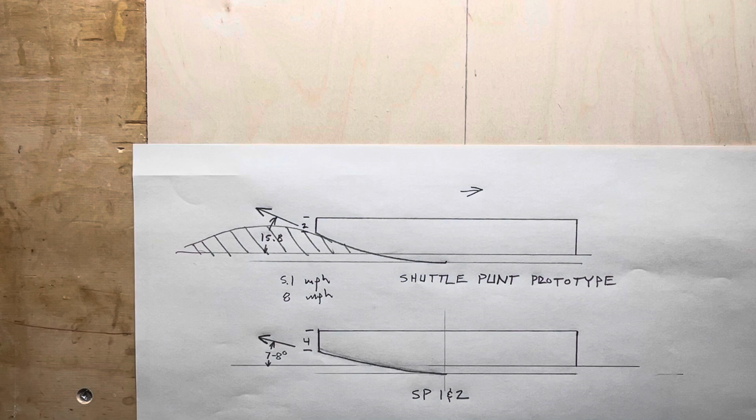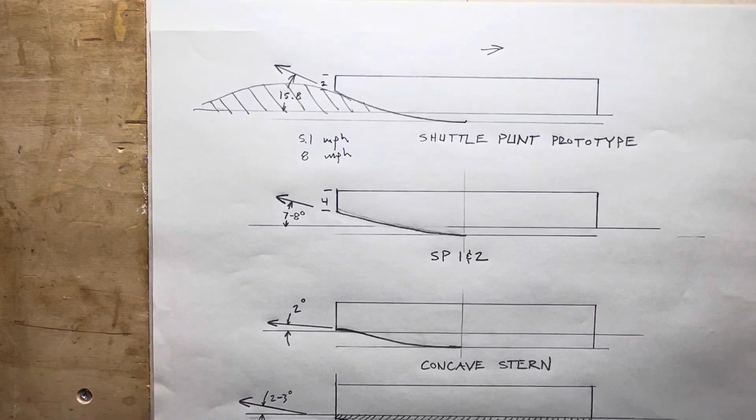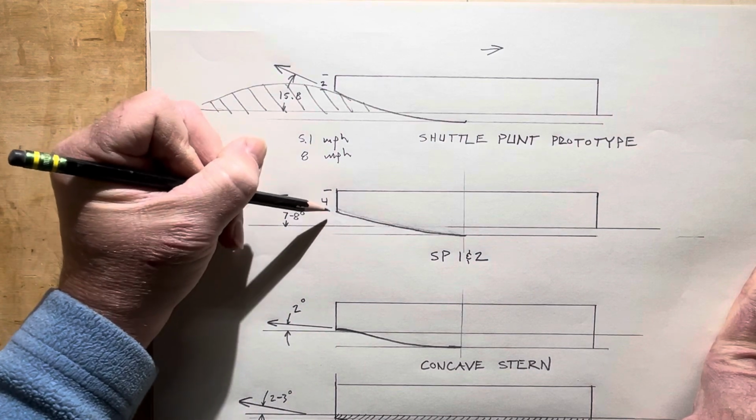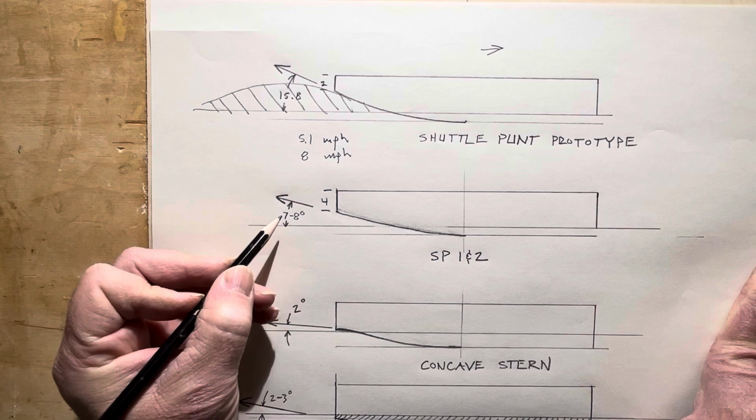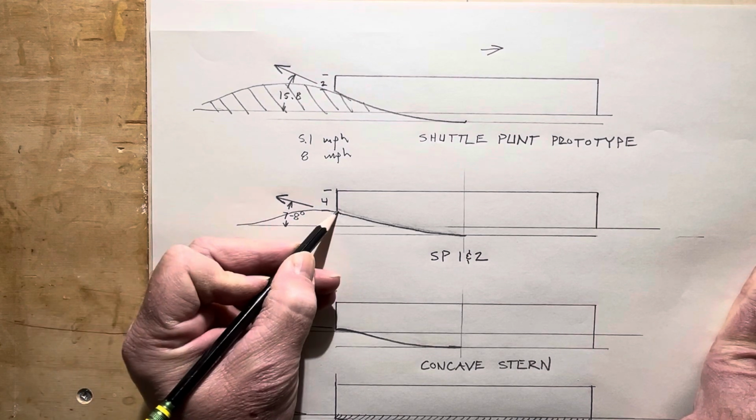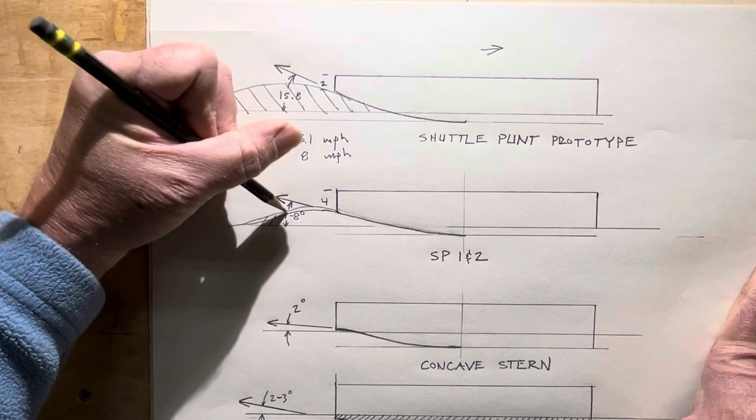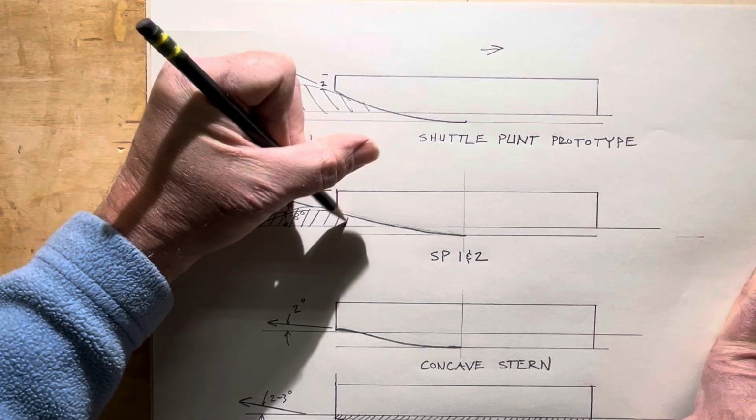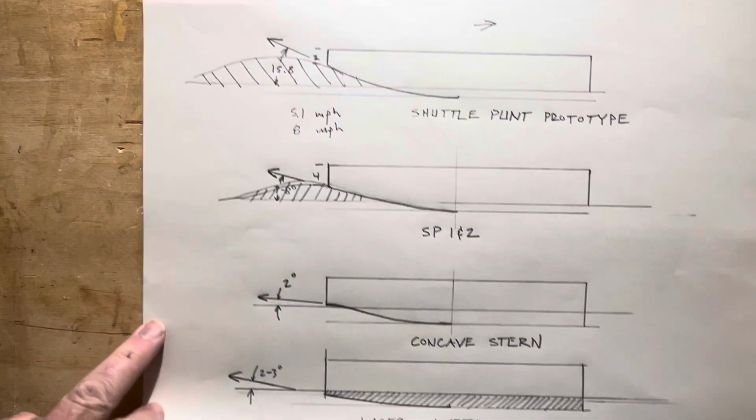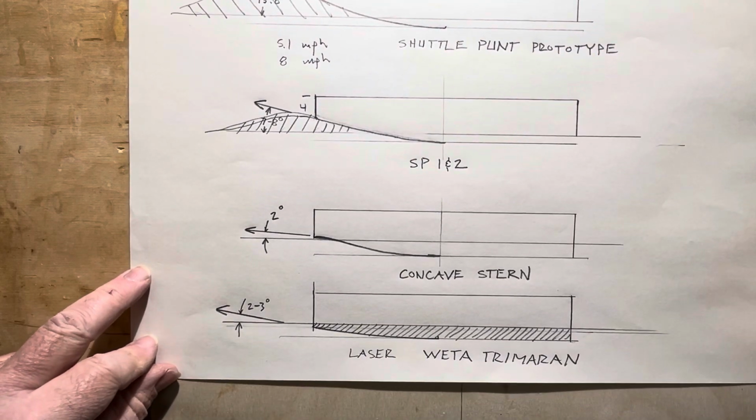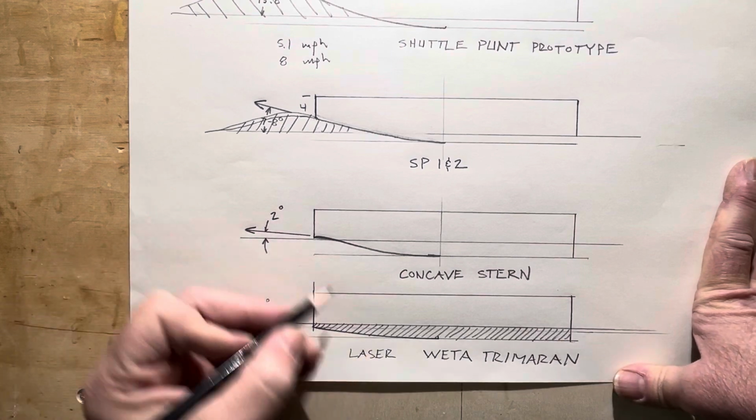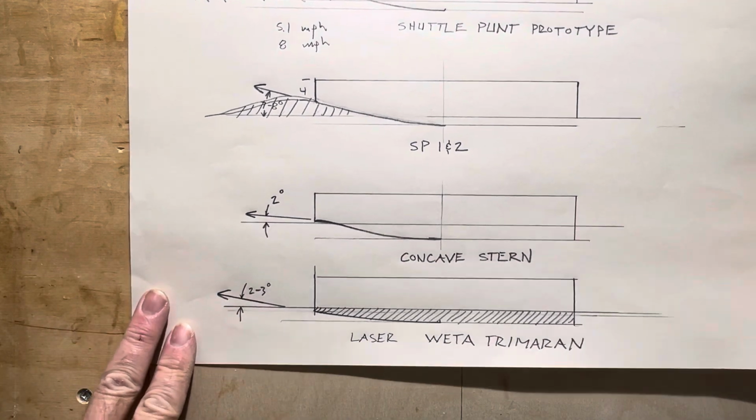This is what I did with the plans for the shuttle punt 1 and 2. They're both basically the same. I basically doubled the height of the stern, and I cut this angle in half. So in this case, the water would go like this, and it's not going to lift as much water, and the boat will be faster. However, I'm thinking about creating an even better stern for my sailing punt, and here are two stern options.